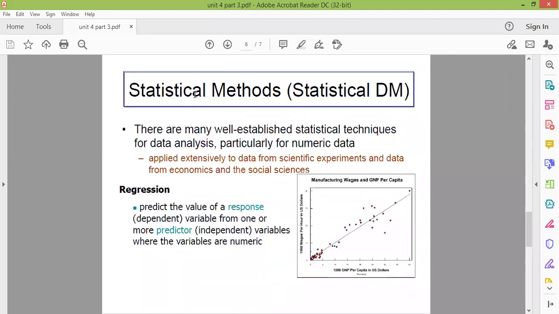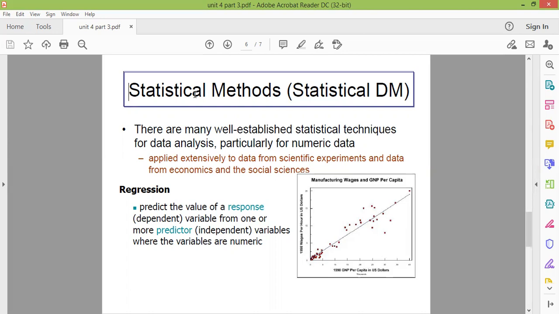So there are some other statistical techniques for data mining. The first statistical technique is regression. What does statistical technique mean? It's a data analysis, particularly for numeric data.